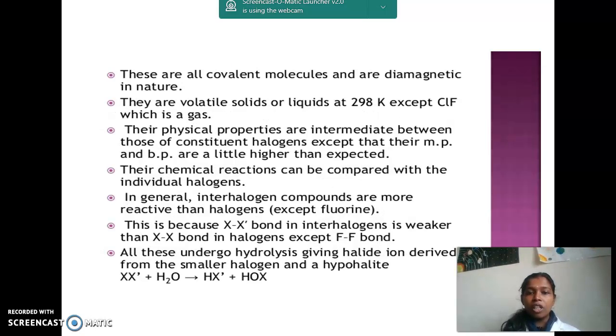The peculiarity of these compounds is that they are covalent in nature. They are diamagnetic. They may be volatile solids or liquids, except chlorine monofluoride, which is a gas. Their physical properties are intermediate between those of the constituent halogens, except that the melting point and boiling point are higher. And except for fluorine, interhalogen compounds are more reactive.